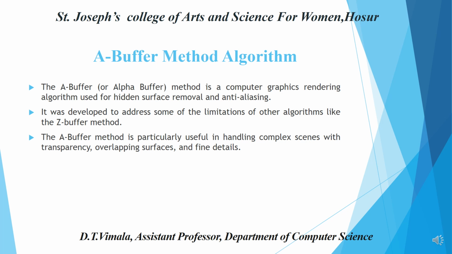Next algorithm is the A buffer method algorithm. A buffer is also known as the alpha buffer. The alpha buffer method is a computer graphics rendering algorithm used for hidden surface removal and anti-aliasing. It was developed to address some of the limitations of other algorithms like the depth buffer method. The A buffer method is particularly useful in handling complex scenes with transparency, overlapping surfaces, and fine details.